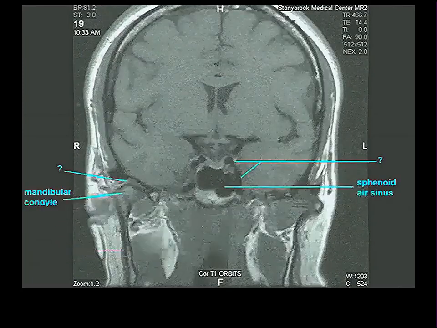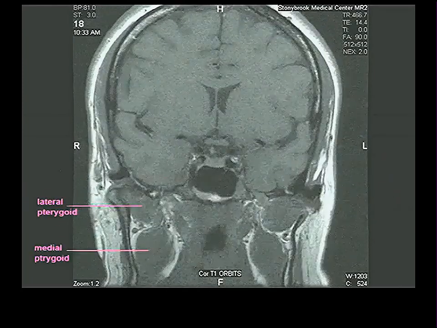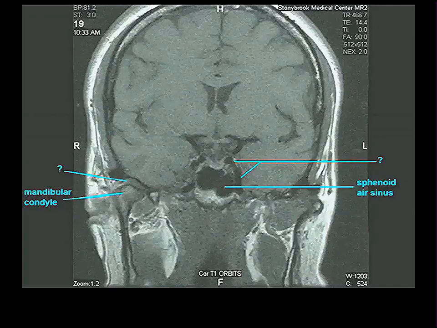Backwards, and we see the lateral pterygoid ending in what is the condyle of the mandible. On the left side of this person, we see the sphenoid air sinus and this thing, which lies lateral to the sphenoid air sinus and is either air, flowing blood, or bone. Blood. Yeah, flowing blood. In what? Cavernous sinus? Yes and no.